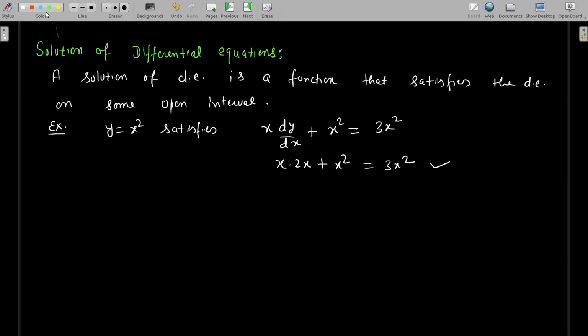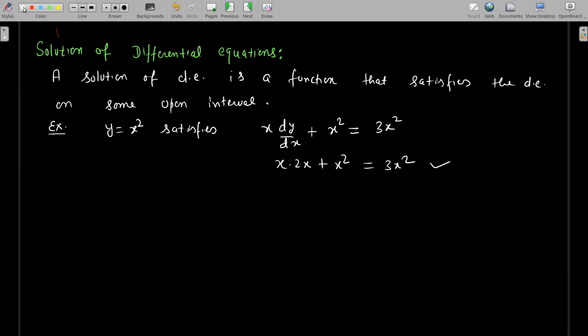So what is called a solution? This is a function which satisfies, means if you compute the derivative and then you put it in the equation, you get that the equation is satisfied. And so you can see here, this satisfies this equation. So 3x square equals to 3x square.